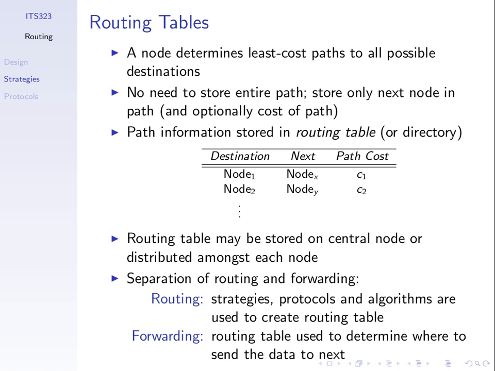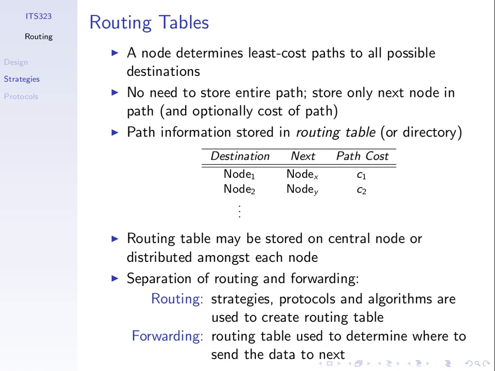So these are called routing tables. Routing directories also used. A node determines the least cost paths to destinations. There's no need to store the entire path. We only need to store the next node in the path. And optionally, we can store the cost of the path. In practice, we may store also the cost when we later update things.